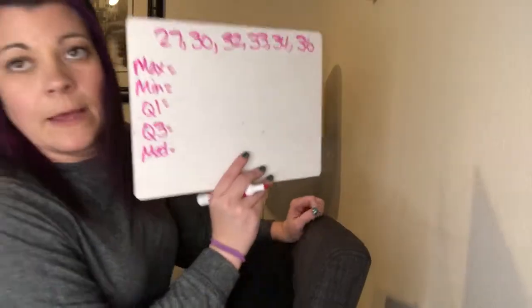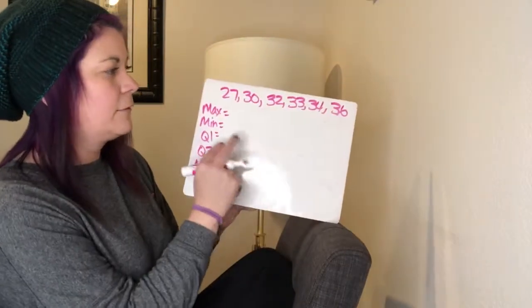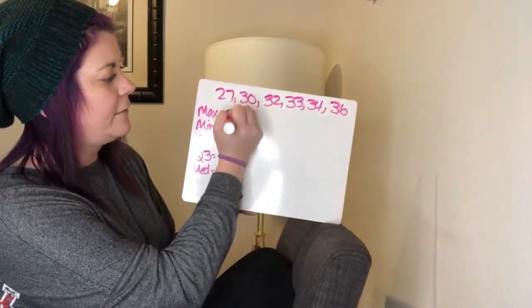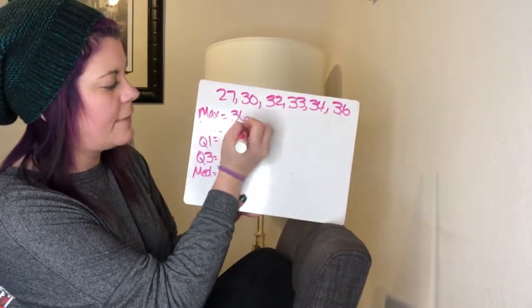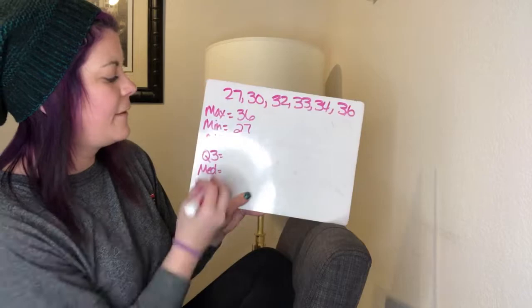Maximum, minimum, Q1, Q3, and median. The first two things are the max and min. So the max is 36, because I have it from least to greatest, and the minimum's 27. And then I find the median.